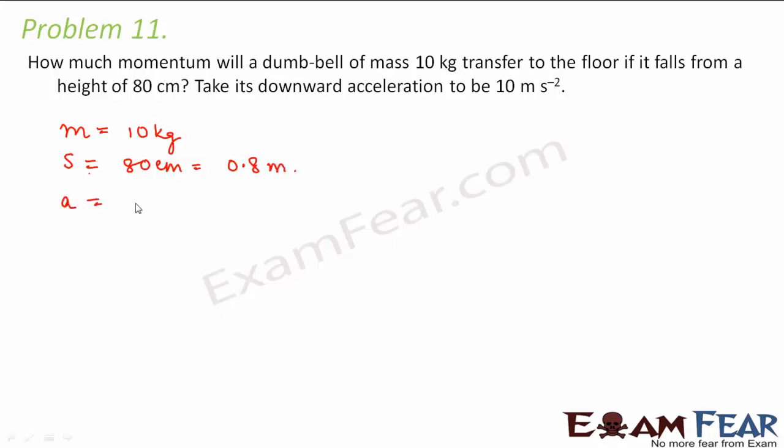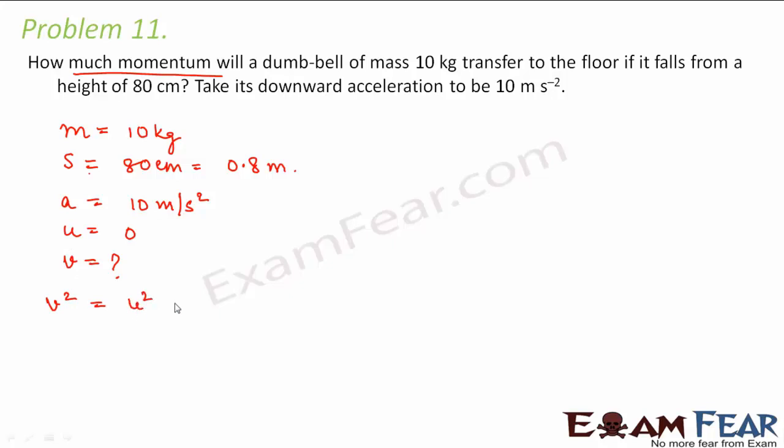What is the acceleration of the dumbbell? It is 10 meter per second square. Initial velocity is equal to 0, and we have to calculate the final velocity, because we have to calculate how much momentum will it transfer to the floor. That means it will transfer to the floor only when it reaches the floor. So the final velocity we should know. Only then we can calculate the momentum. So how do we calculate the final velocity?